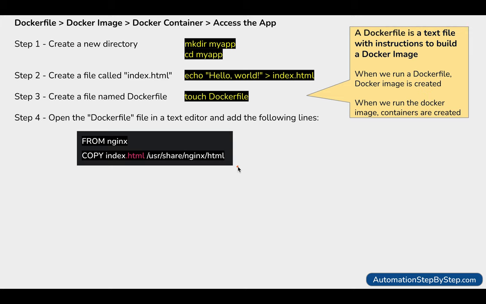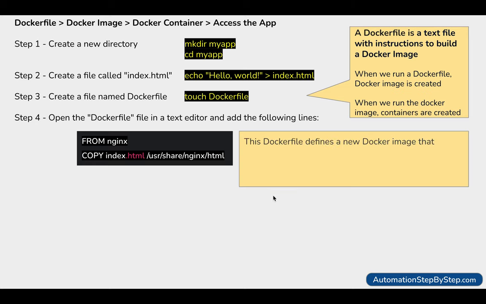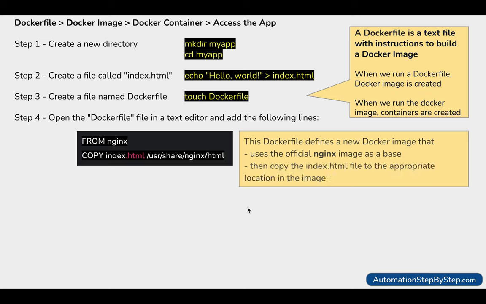If you want to see some more examples, you can check online for Dockerfile examples, and you will understand how exactly we build images. So when we build a Dockerfile, a Docker image is created, and then when we run the Docker image, Docker containers are created, and that is what we are going to do here. In this Dockerfile, as we discussed, it uses the official nginx image as base image, and then it copies the index.html file to the appropriate location in the image. So we are done with these four steps.